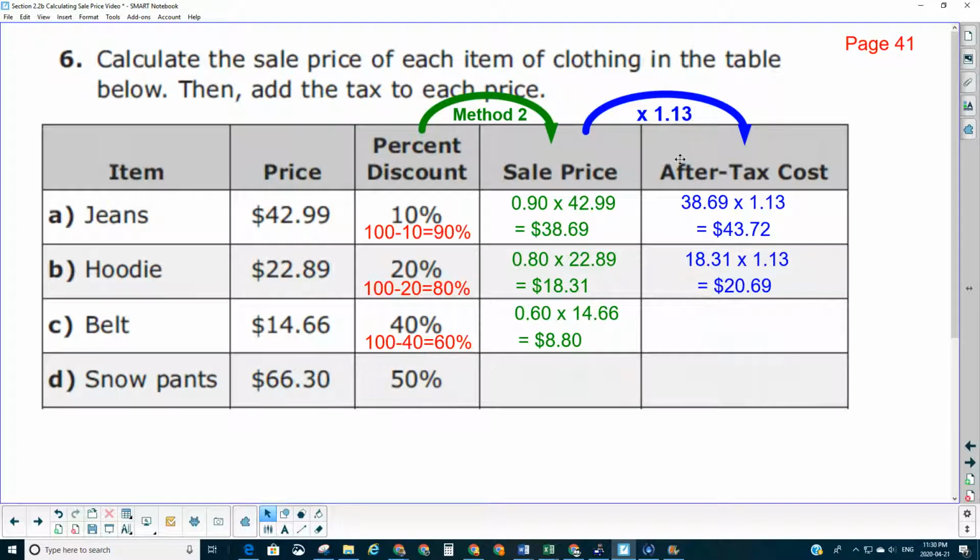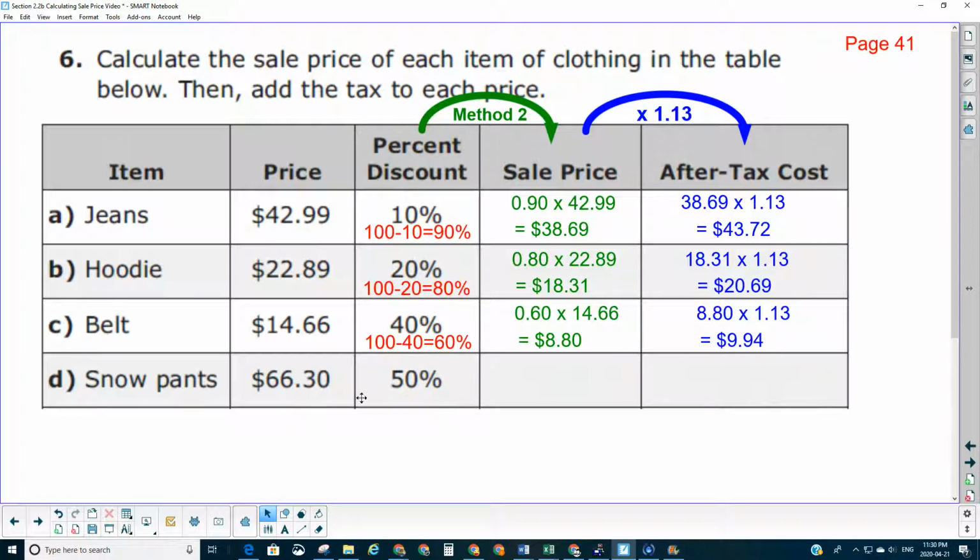We have to pay tax on the belt, so we multiply that by 1.13 and get a final answer of $9.94. So a great deal here. We're getting 40% off. Even though we got to pay tax, we're paying for the belt much cheaper.